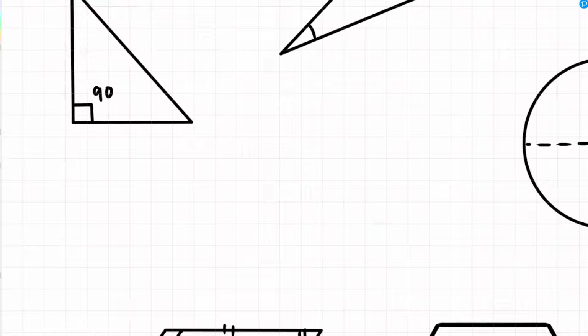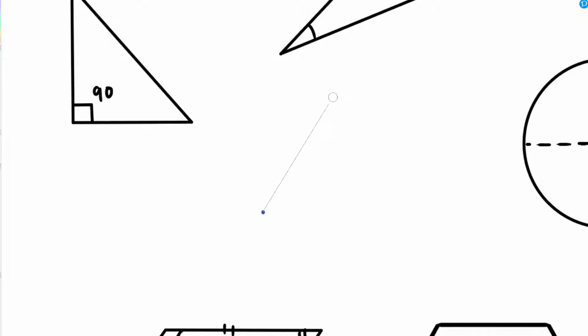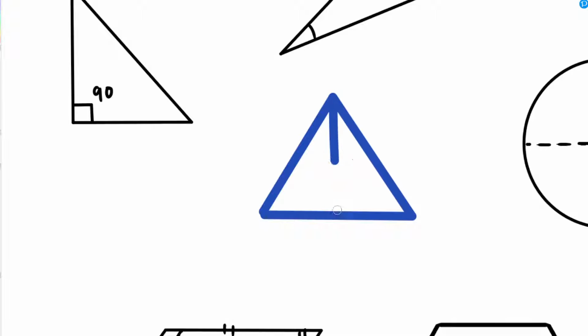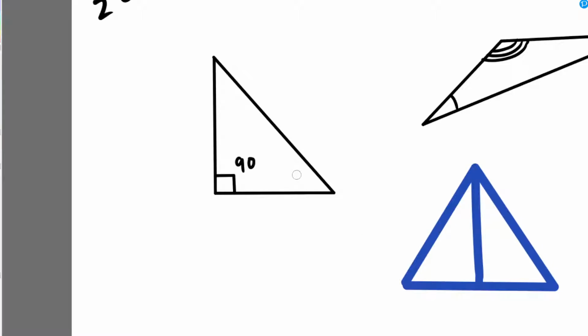So for a right triangle, the height is going to be the longer side, but it doesn't matter which one is the height as long as you're consistent. It's not going to be this here because that's the hypotenuse. But it already gives us basically an easy height.